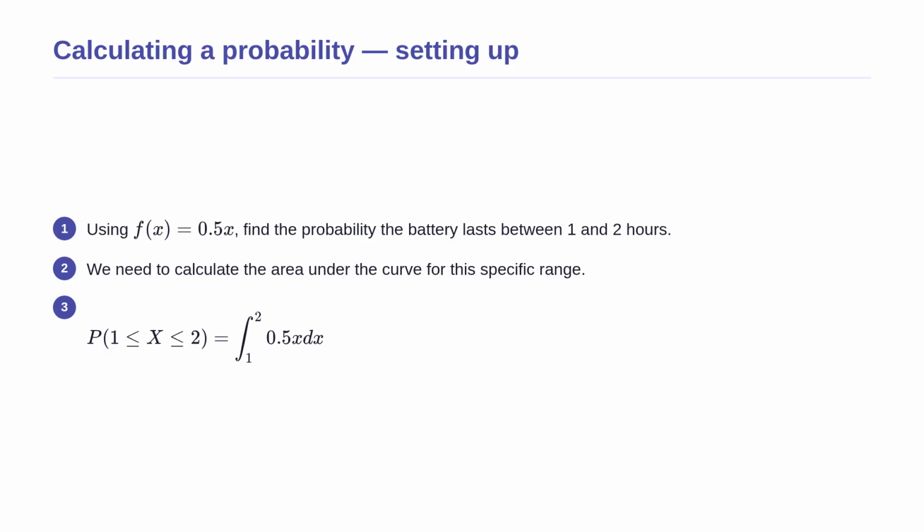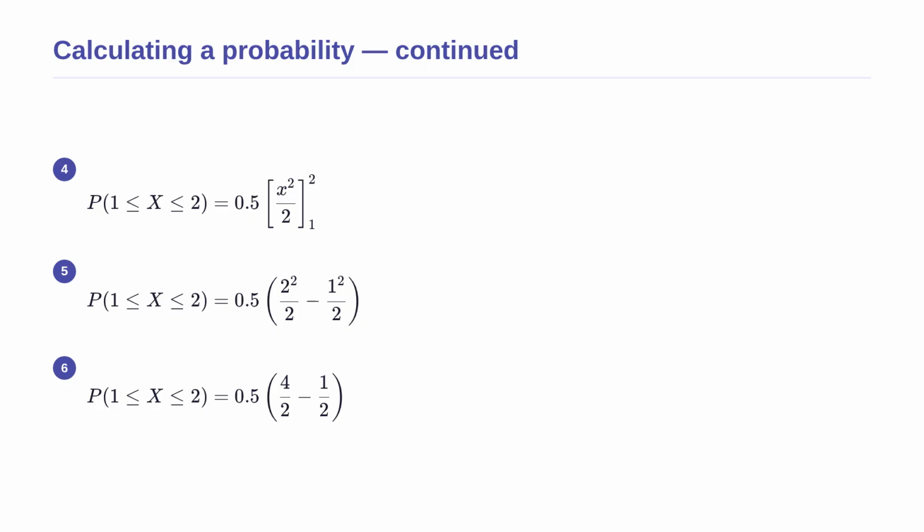On the right side, we write the integral of our function, 0.5x, from the starting time of 1 hour to the ending time of 2 hours. We integrate the function just like we did before. The constant 0.5 remains outside, and the integral of x becomes x squared divided by 2. We prepare to evaluate this expression from the lower limit of 1 to the upper limit of 2.